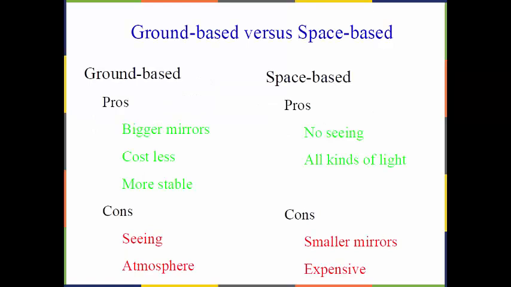So if we consider ground-based telescopes, they can have bigger mirrors, they cost less, and they're more stable. The cons are that they have seeing and that we have to worry about the atmosphere, so they can't see all the wavelengths. For the space-based pros, there's no seeing, so we don't have to worry about the atmosphere, and it can see all kinds of light. The cons, of course, are that they're expensive, and we have to use smaller mirrors.